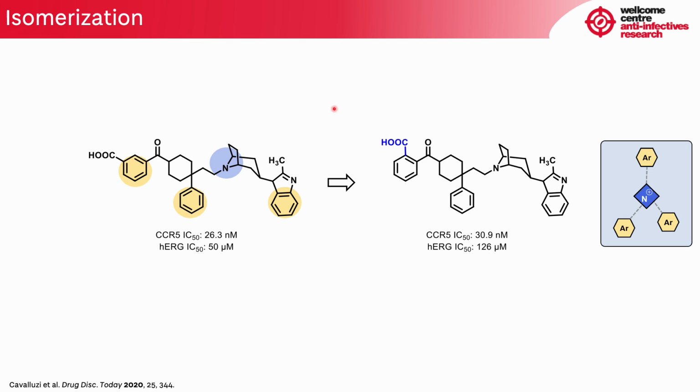Of course, in this case, the isomerization has another effect. By pushing this carboxylic acid to the ortho position of the ring, that can also be twisting this ring out of the plane or out of position, probably also making it unable to bind to the hERG receptor as well.